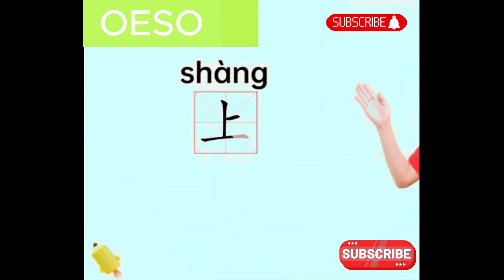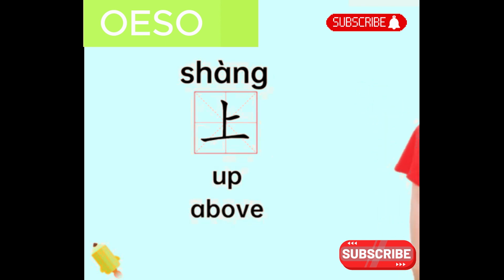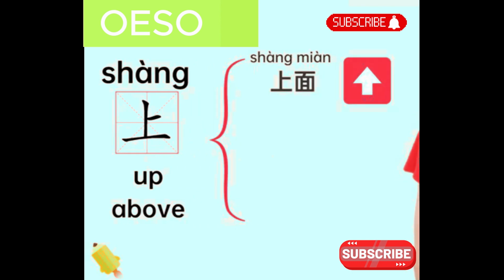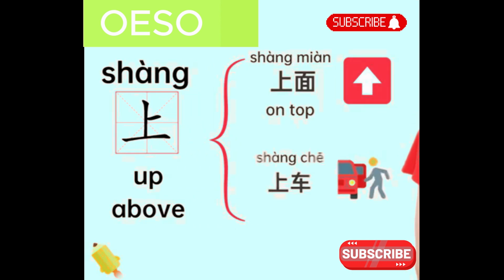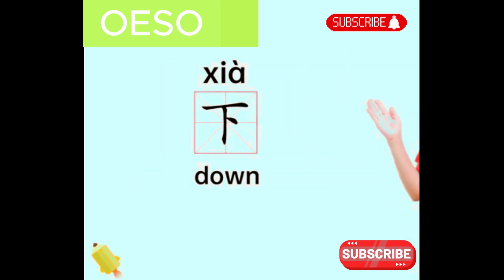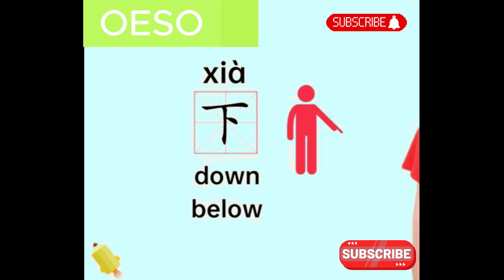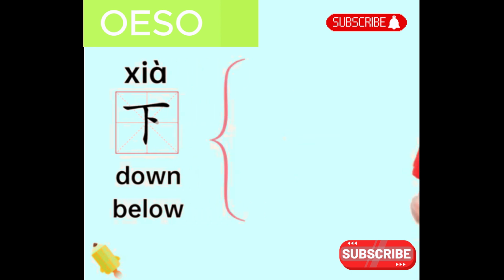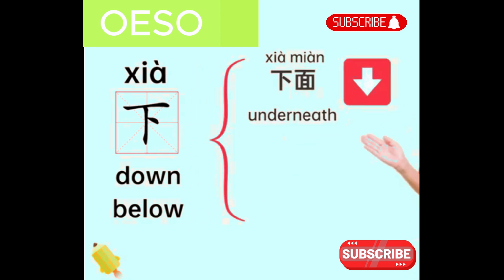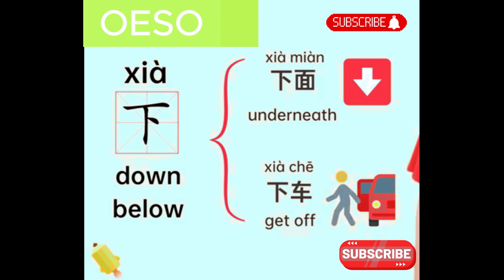上 is the Chinese character for up or above. It is used in various contexts, such as 上面 on top, 上车 for get on. 下 means down or below. Imagine it as a person with arms pointing downwards, representing a downward direction. This character is used in phrases like 下面 for underneath and 下车 for get off.